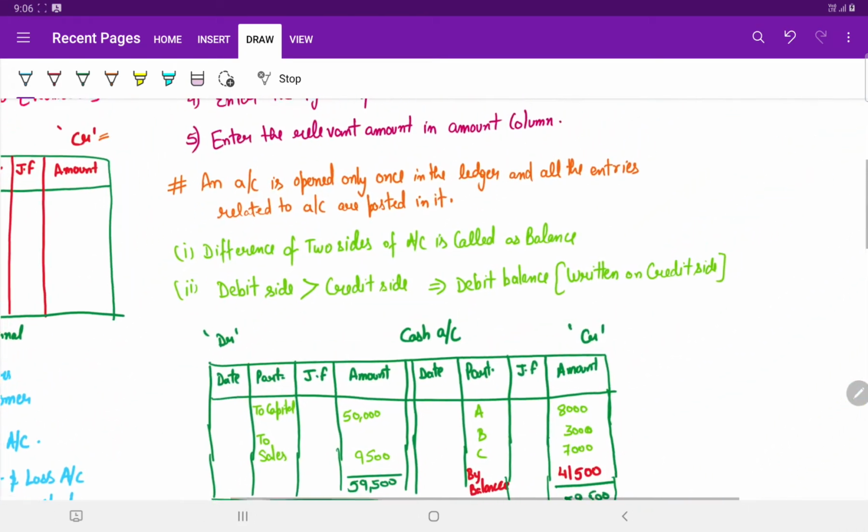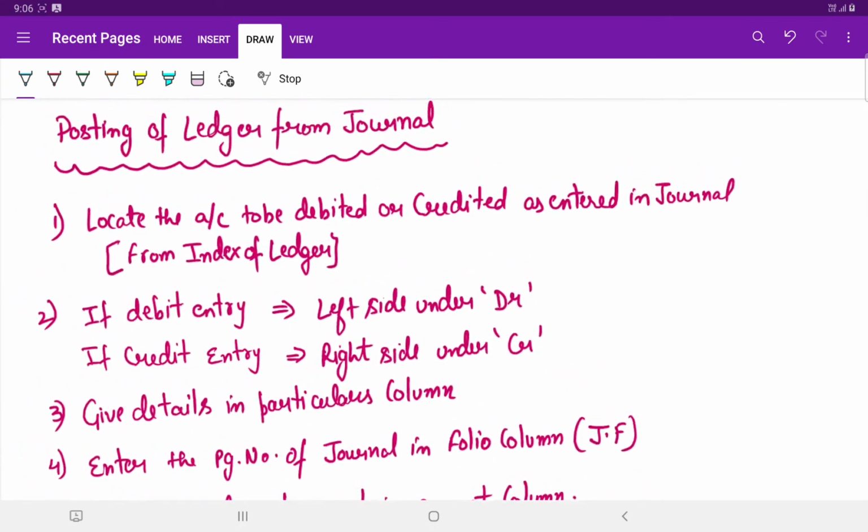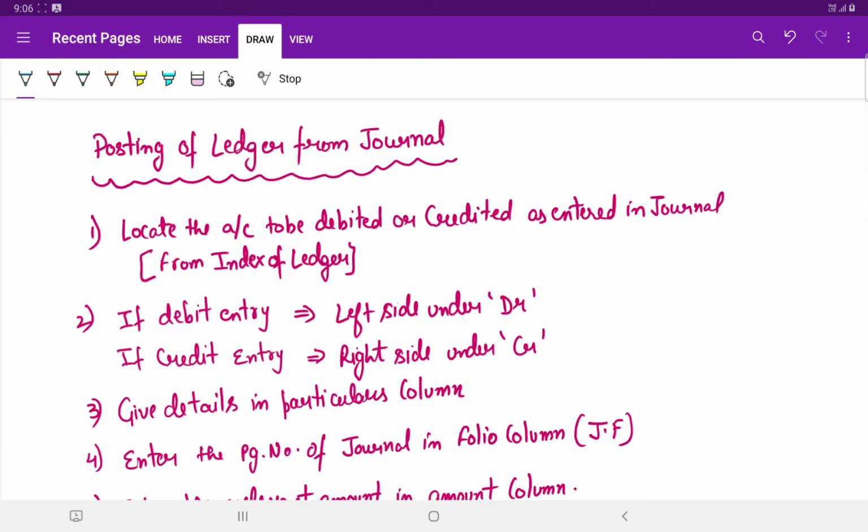Now let us see how the posting of a ledger from a journal is done. The first step is how to post the entries from a journal to a ledger. Locate the account to be debited or credited as entered in the journal, from the index of the ledger. If it is a debit entry, it is written on the left side, and for the credit entry, the amount to be credited is written on the right side.